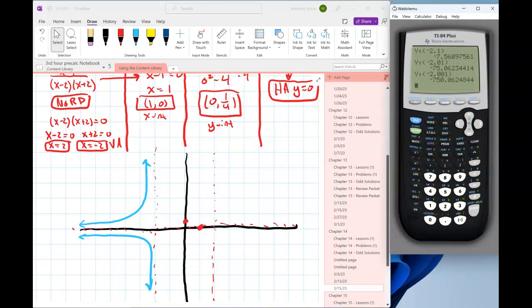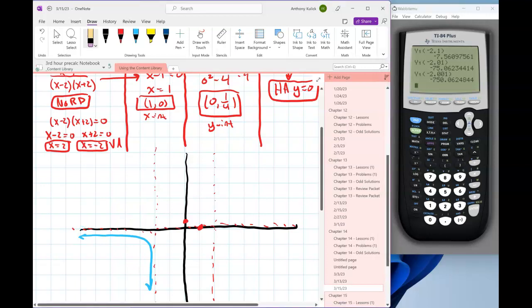They're getting smaller, right? Because they're more negative. So which way should my arrow be pointing at the asymptote? Down. So I know that I should have that. Everybody's okay?